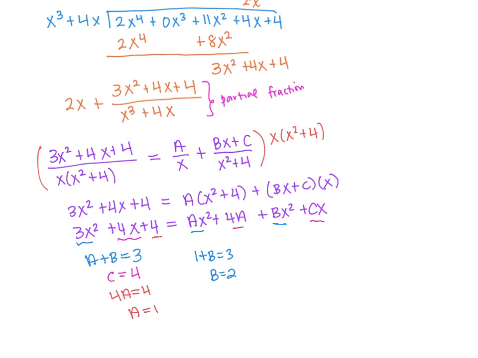Okay, now the only thing to be careful of when I write my final answer, remember this is a mixed number, so I have to keep the 2x from the original division problem, plus A over x, plus Bx plus C over x squared plus 4. And then this is the complete decomposition of the original fraction.